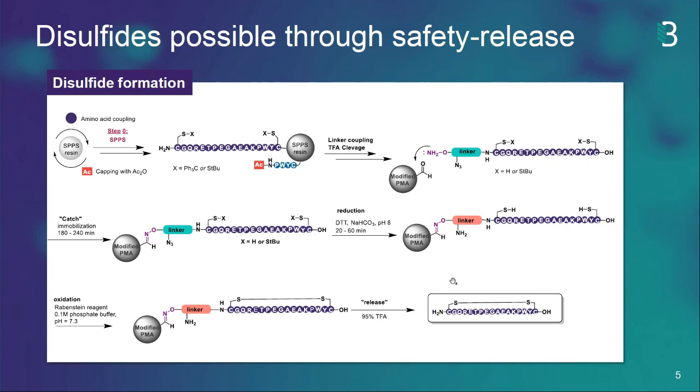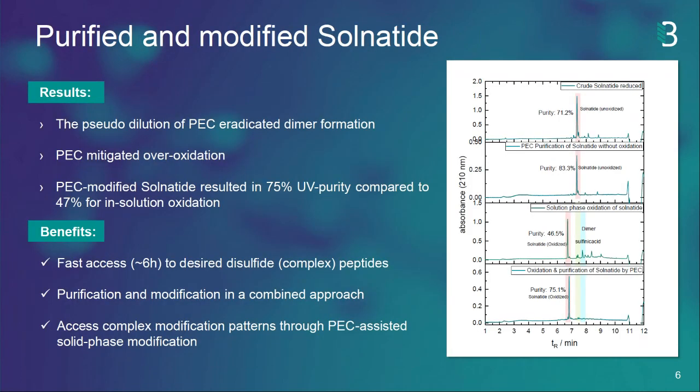In the next slide, I would like to compare how the PEC compares to the solution phase oxidation. So here you can see the right-hand spectrum. The solanitide can be purified by PEC purification without oxidation also. The purity increased from 71 to 83%. Whereas if you perform the oxidation reaction in the solution phase, we could achieve only 46% purity of oxidized solanitide. Dimer formation and sulfenic acid are the main impurities we observed in the solution phase.